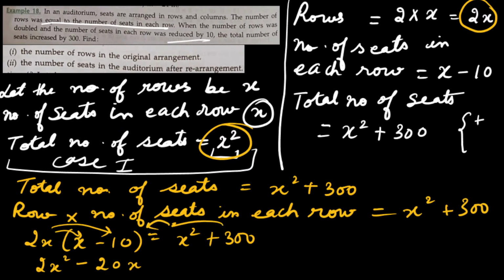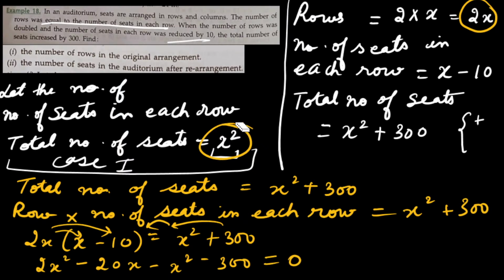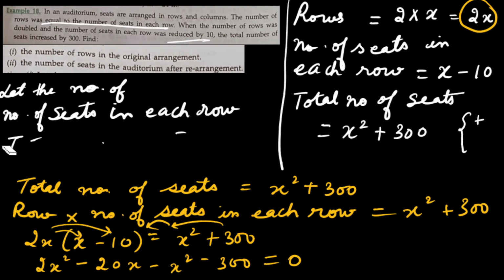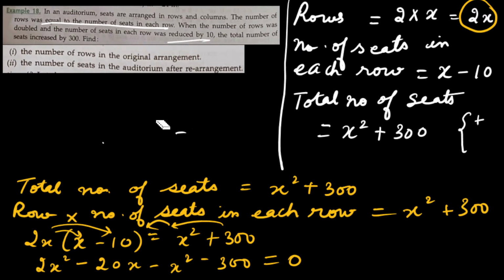Let's shift these to this side. x square becomes minus x square, and 300 becomes minus 300, equals 0. Now like terms we can simplify. 2x square and x square are like terms, so 2 minus 1 is 1. So I can write x square minus 20x minus 300 equals 0. This is the required quadratic equation.